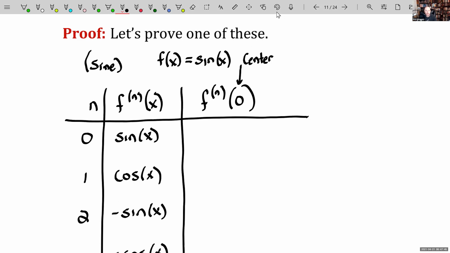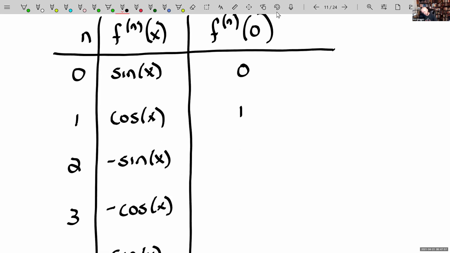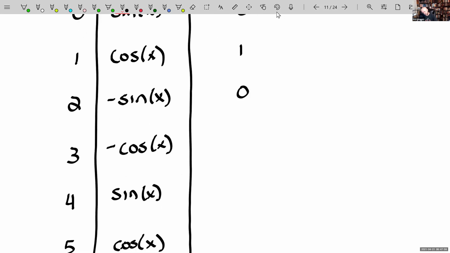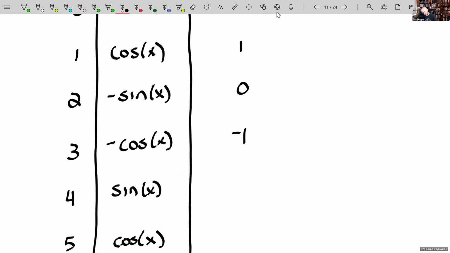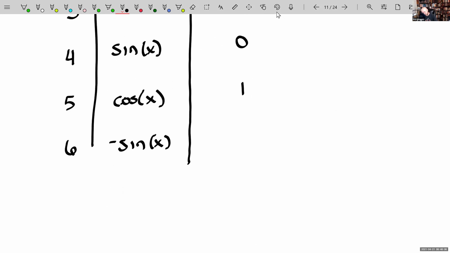You just go, okay, he wants me to center at 27. Let me go ahead and plug 27s into these. All right. But here I'm centering at zero. So what is sine of zero? We know zero. Cosine of zero, we know is one. Negative sine of zero, zero. Negative cosine of zero, negative one. Sine of zero, zero. Cosine of zero, one. Sine of zero, zero. And so on and so forth.